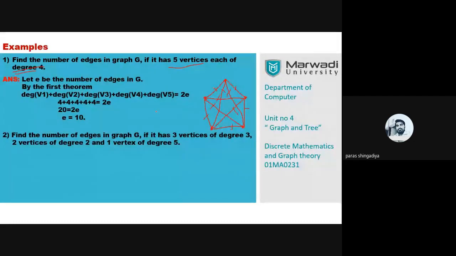Find the number of edges in the graph G, and it has 3 vertices of degree 3 and 2 vertices of degree 1, and 2 vertices of degree 2 and 1 vertex of degree 5. Okay, the answer is 9. So let us check that.